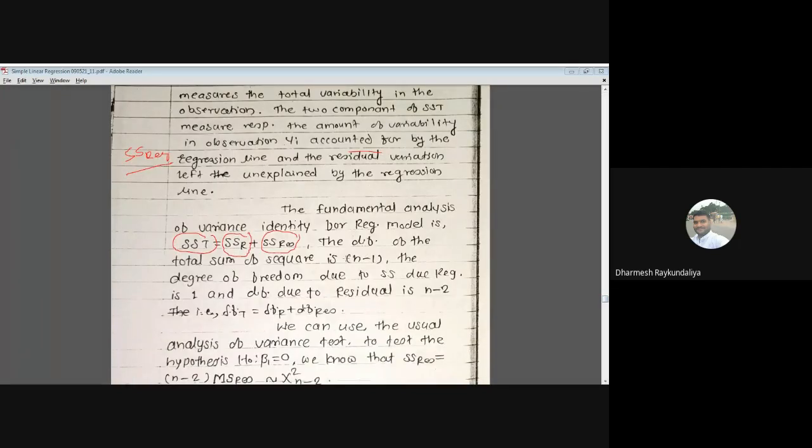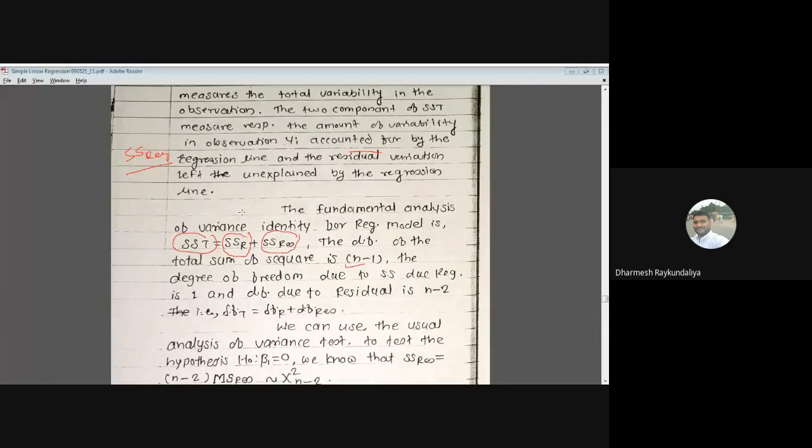So the sum of square due to total is split up into the amount of the variability in y explained by the regression line, and the amount of variability which is not explained by the regression line. So we call them the sum of square due to regression, and the sum of square due to residuals. What is the degree of freedom of the sum of square due to total? Of course there are n observations. You are losing 1 degree of freedom, so it is n minus 1.